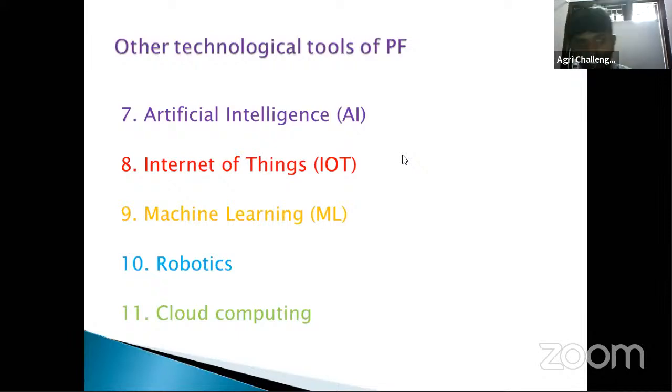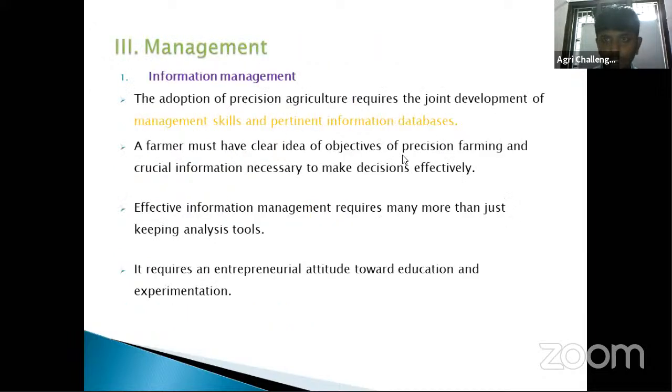The next one is steps. The next tool is the technological tools. First one is information tools to gather the data. Second one is technological tools. Third one is management tools, information management. We got the data, we have the technological tools, different tools, then we have to manage the information.